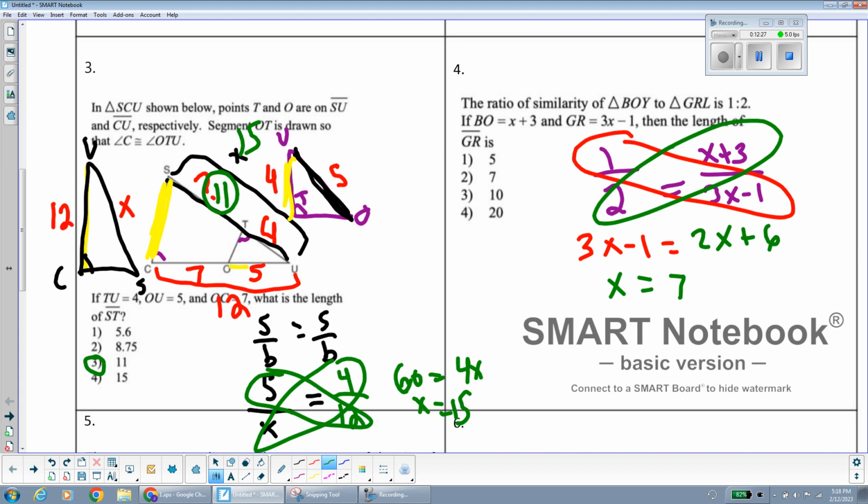And x is 7. GR is 3x minus 1. And that's 20 as our answer.